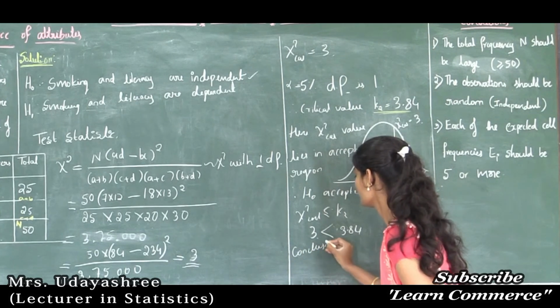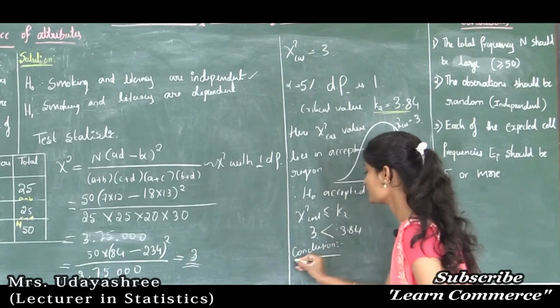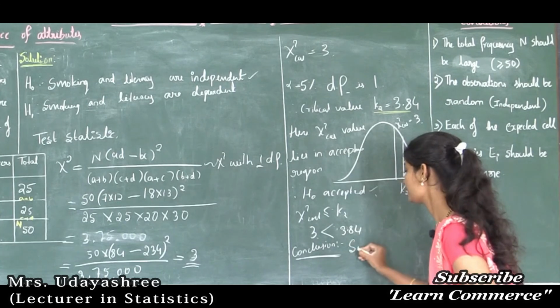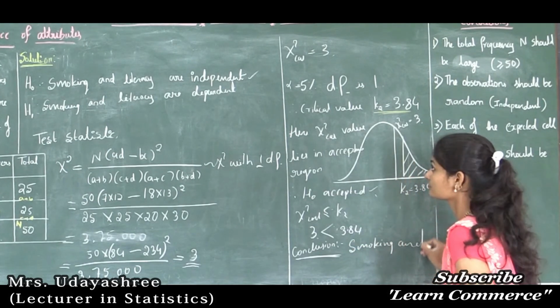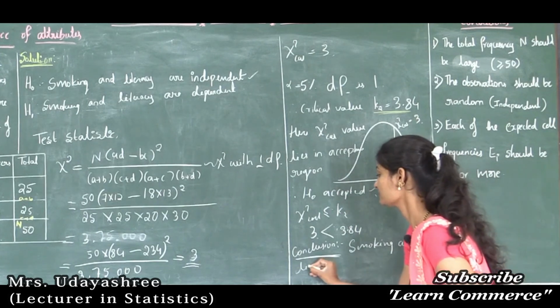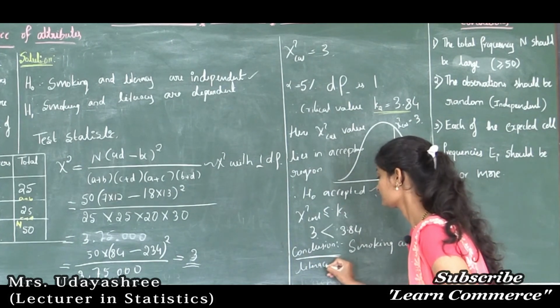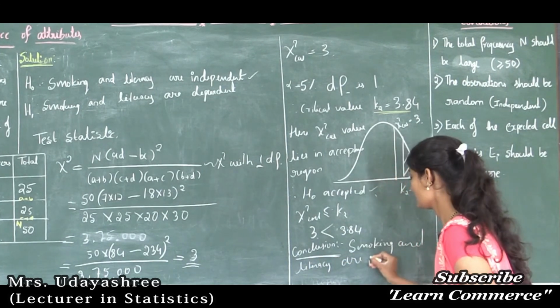If H0 is accepted, then the conclusion is that smoking and literacy are independent. The conclusion is very important: smoking and literacy are independent.